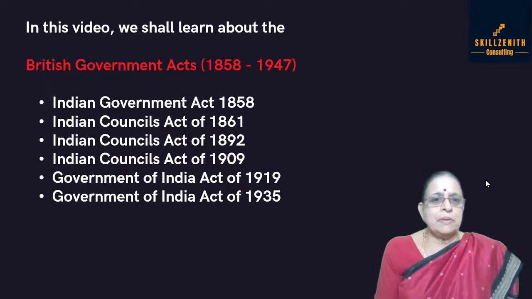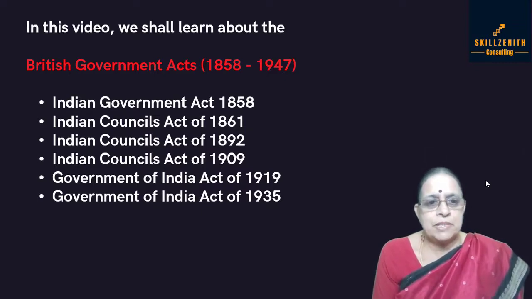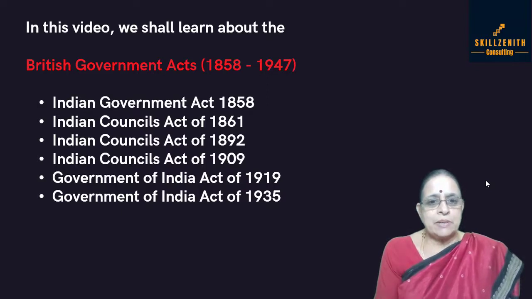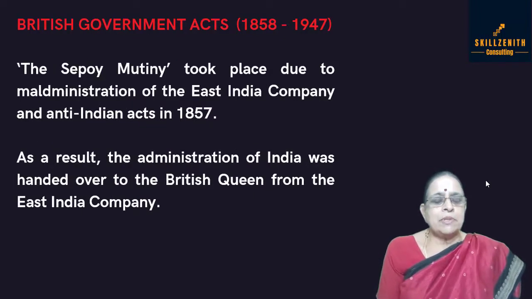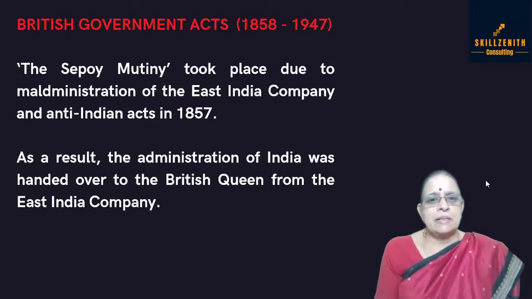In this video, today we shall learn about the British Government Acts, that is from 1858 to 1947: the Indian Government Act of 1858, Indian Councils Act of 1861, Indian Councils Act of 1892, Indian Councils Act of 1909, Government of India Act of 1919 and Government of India Act of 1935. Now let us learn about the British Government Acts 1858 to 1947.